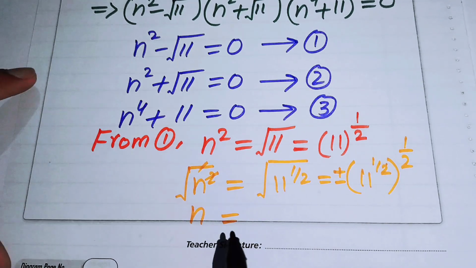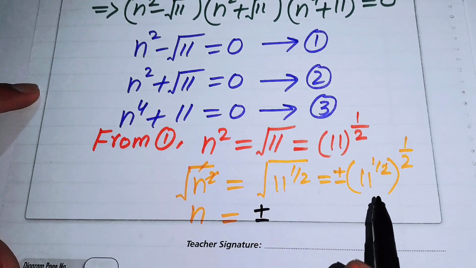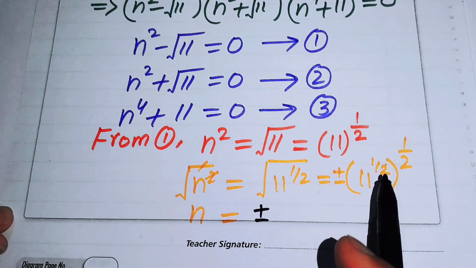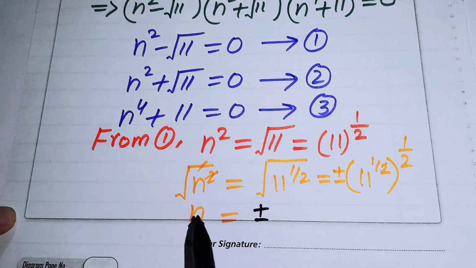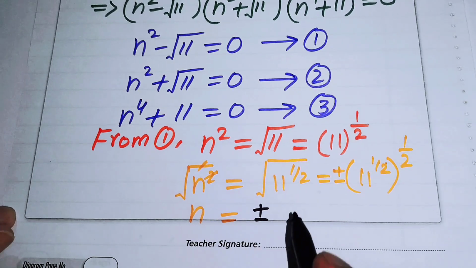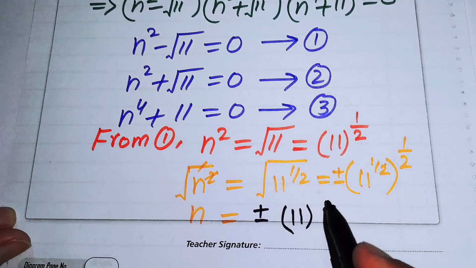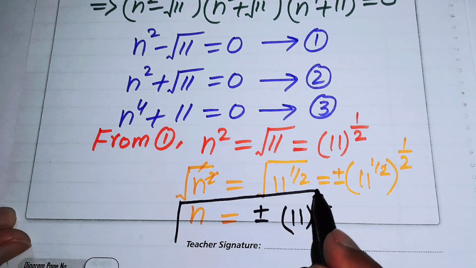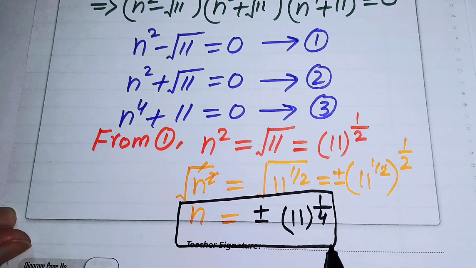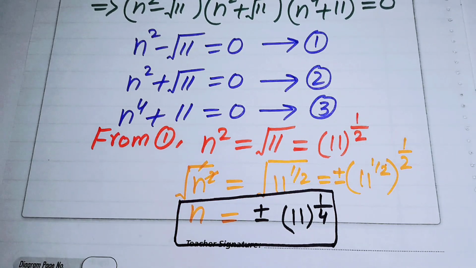So now we use here the nice exponential law. According to this exponential law, if you have an exponent to an exponent, these exponents are multiplied by each other. So you get the two values of n: 11 to the whole power 1 over 2 times 1 over 2, which equals 11 to the power of 1 over 4. So these are the first two roots of the given equation which we obtain from equation number 1.